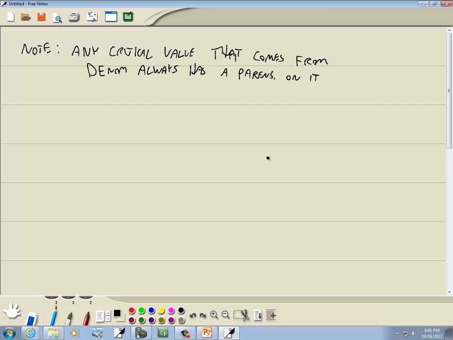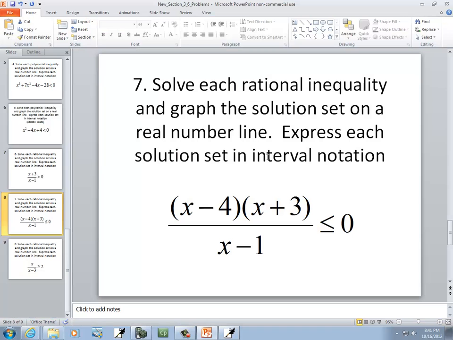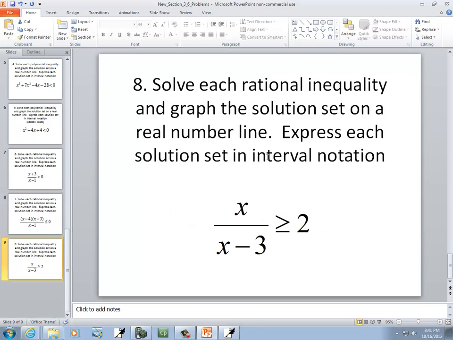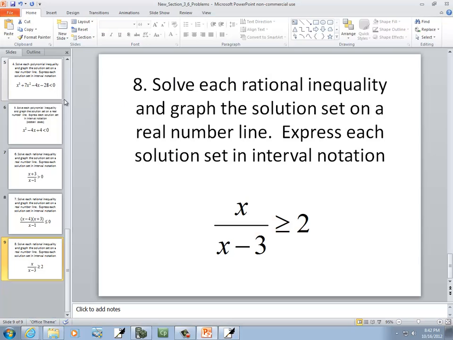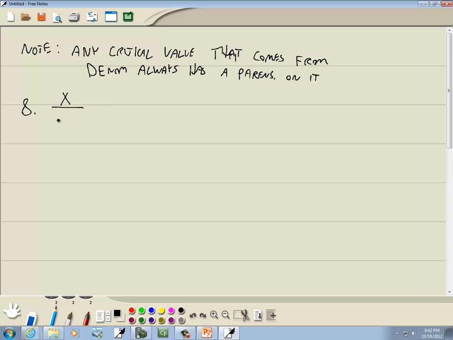Let's look at our last problem here. This one is a little bit more exciting. Now I'm not showing any oddball cases with these, but you might have oddball cases with them. That's where you get no solution, or maybe everything's your solution, or maybe everything's your solution except for one value. Okay, we've got x over x minus 3 is greater than or equal to 2.